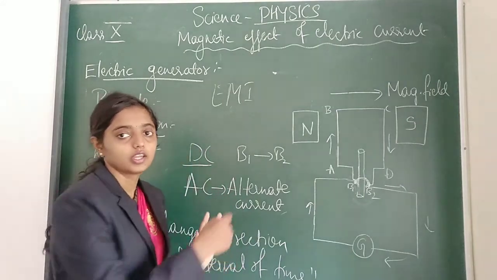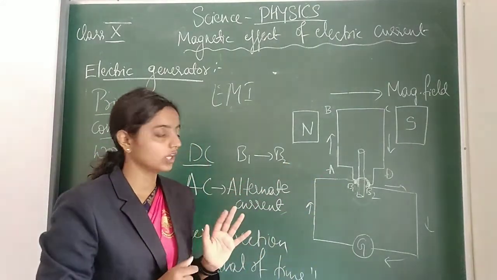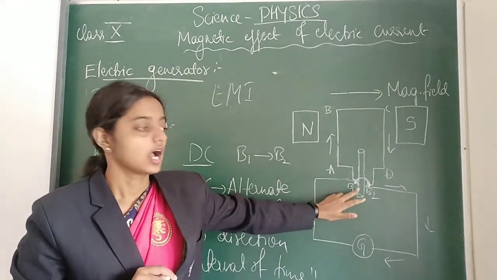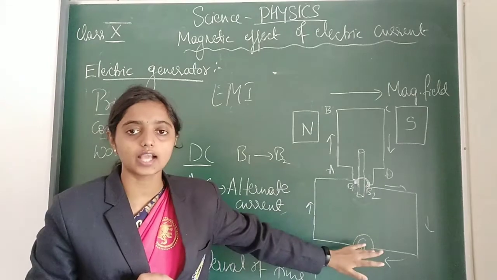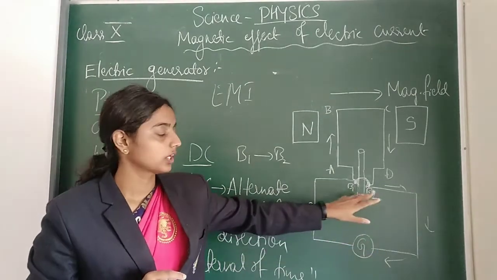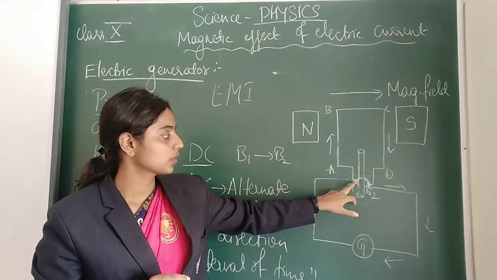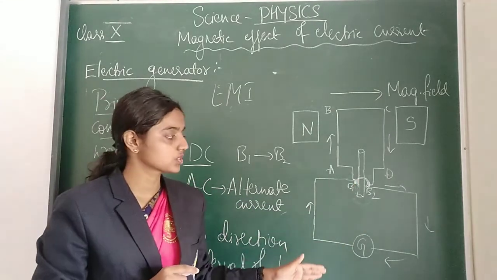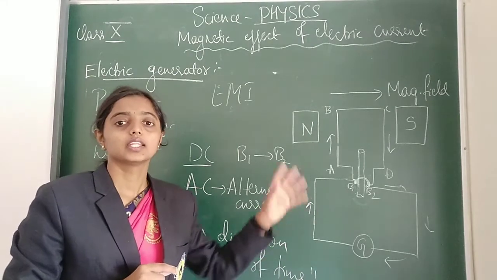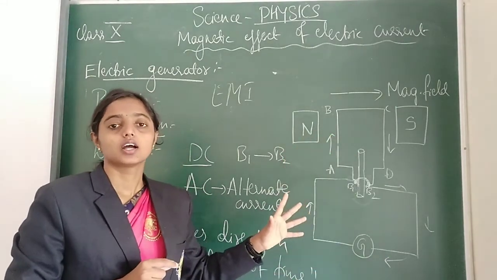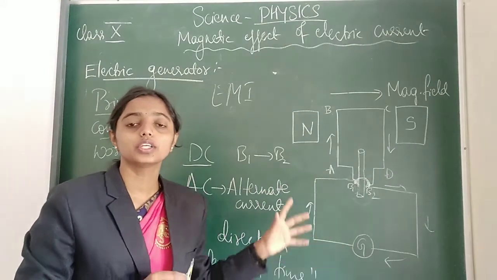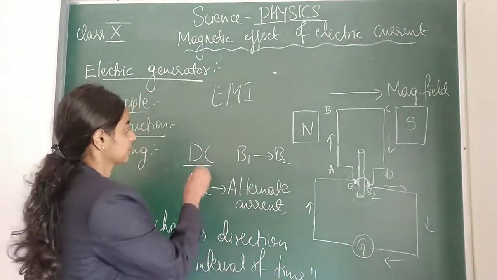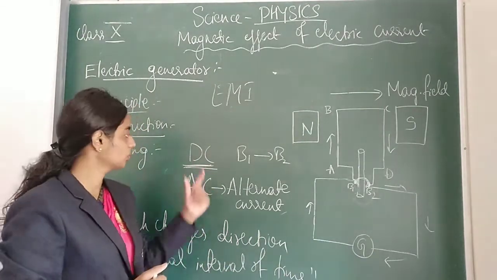So here, if they ask to write only about DC, what will you write? Here, instead of two rings, a split ring is connected on an axle. On that, brush 1 and brush 2 are connected. Brush 1 is connected to the arm which moves only upwards, and brush 2 is connected to the arm which moves downwards. In this type of connection, we get only a unidirectional flow of current, and hence this is called direct current. Now you understood both AC and DC.